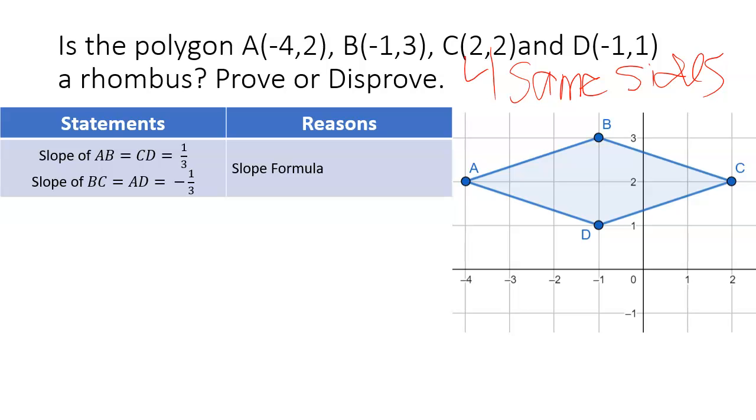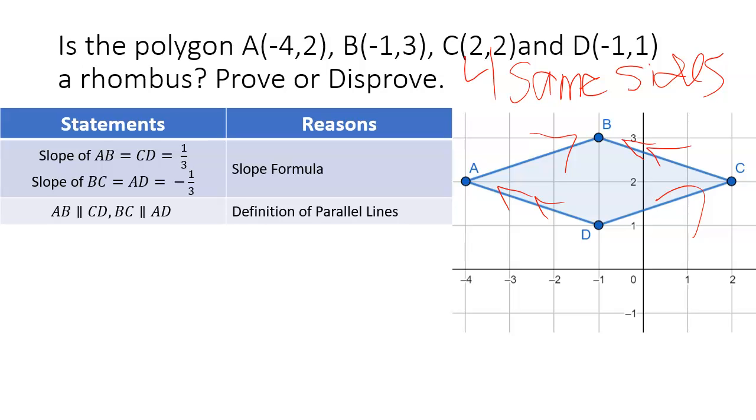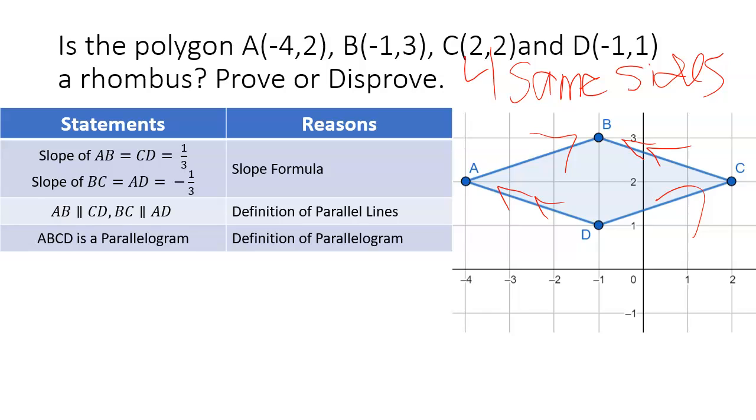Then I can say this line is parallel to this line, and AD is parallel to BC by definition of parallel lines. Now that I have two sets of parallel lines, I can say it's a parallelogram. This is by definition a parallelogram. Notice, this proof is not asking me to prove it's a parallelogram. It's asking me to prove it's a rhombus. So I need to go a step further and say my shape is a rhombus.